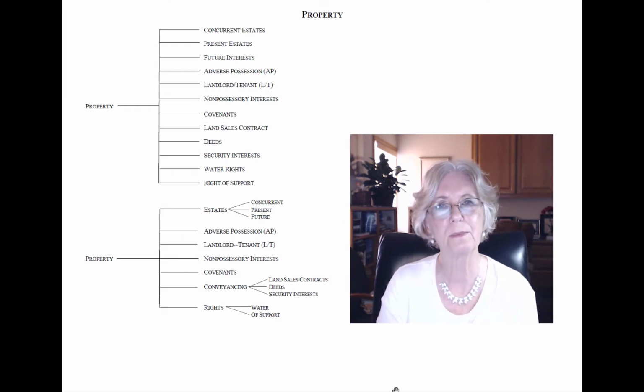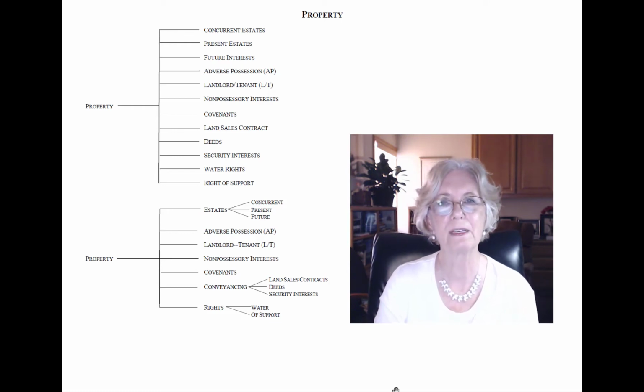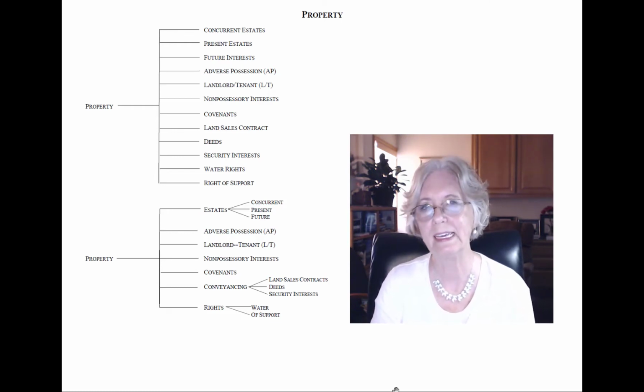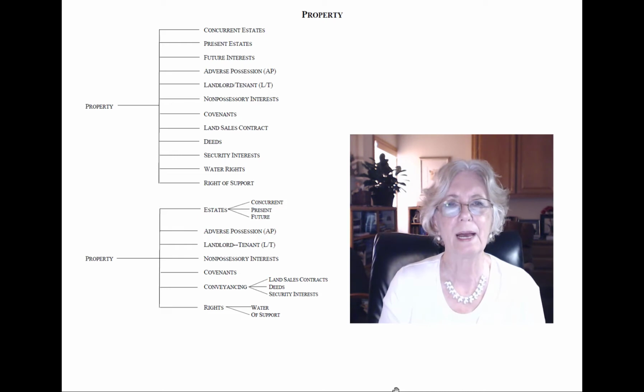Are they enforceable against people who later acquire the land? Are they enforceable against the promisor? The promisee, their successor in interest. So now think about it.